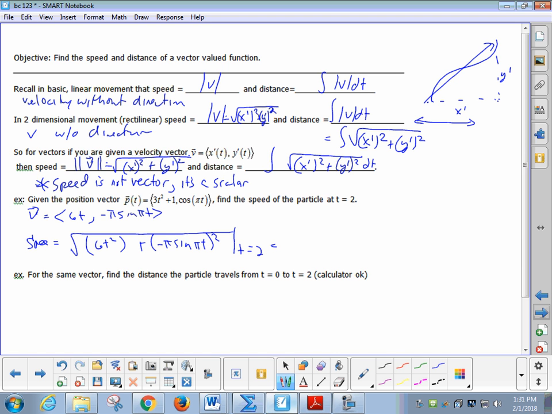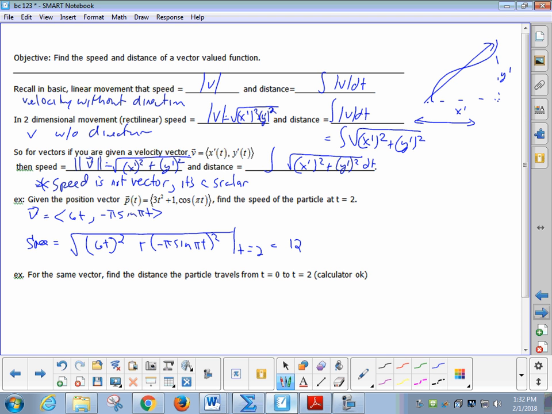So what'd you get? Oops, that's not in the right place. What'd you get? It is square root of 144 plus 0, so okay.